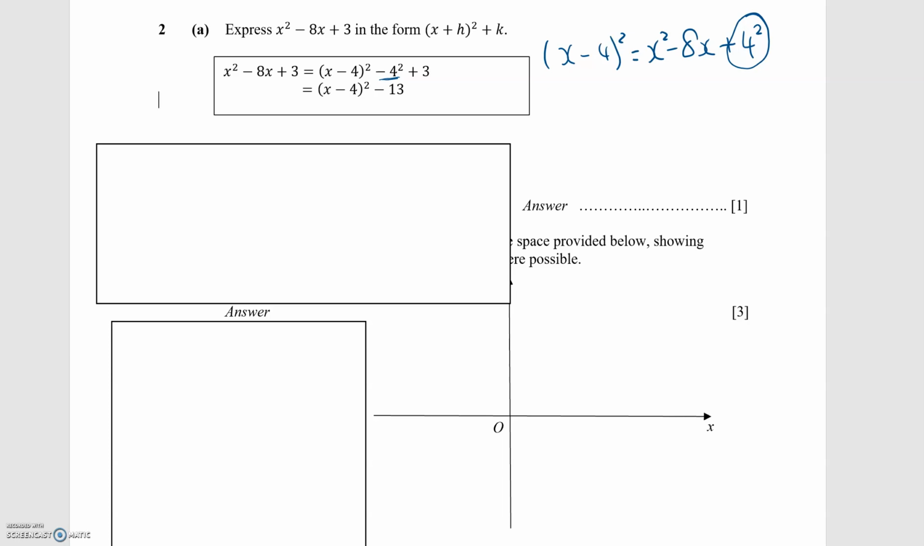So this additional 4 squared has to be deducted such that the two expressions are still equal. Okay, so my plus 3 is there because of the original plus 3. Then I simplify and I will get this as my answer. This is for part A.